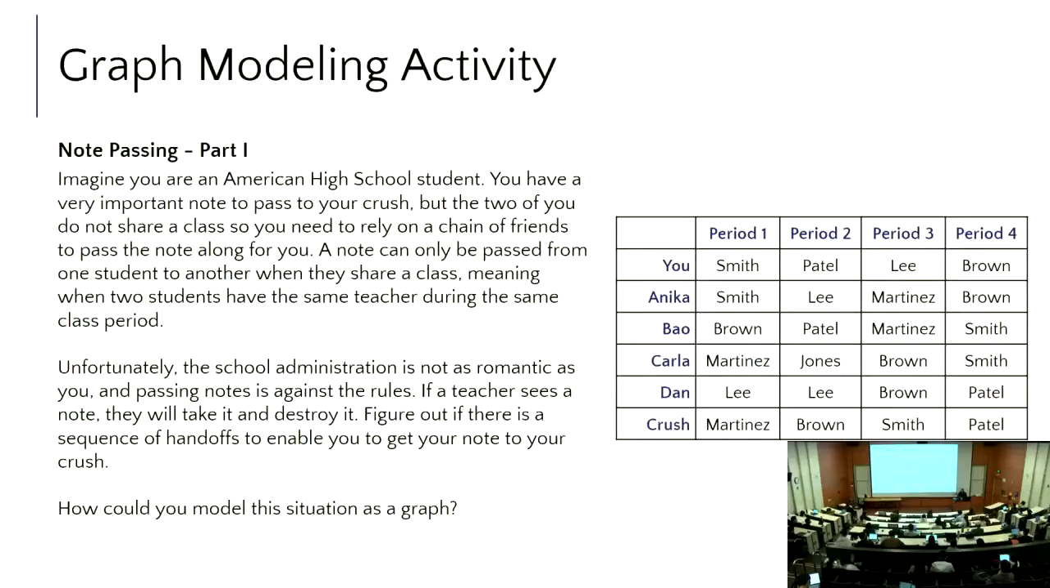And then my note would be in Bao's hand, and then maybe in period 3, Bao would be like, okay, who do I share it with? Oh, apparently Bao shares period 3 with Anika, and maybe then Bao would give it to Anika. And then in period 4, Anika shares it with me, and somehow it would come back to me with a bunch of ridiculous sayings on it, and I would be embarrassed. High school is cruel. But the idea is that we're only transferring ownership of the note in a shared class. Questions?